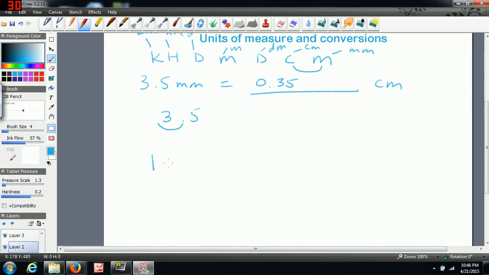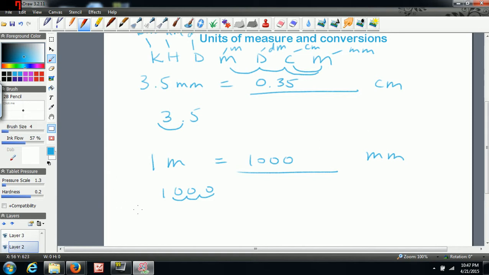So if we have 1 meter and we want to know how many millimeters that is, then we go from meters to millimeters. So we go 1, 2, 3. So we take the decimal and move it over 3 units and fill it with zeros. So that would be 1,000 millimeters.